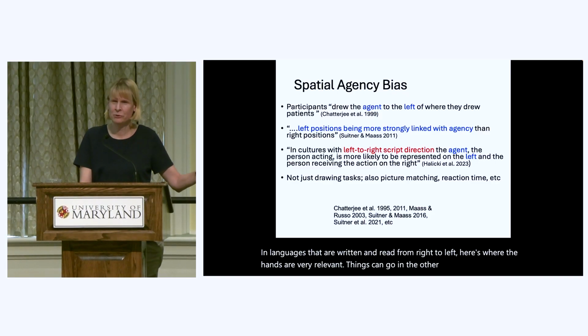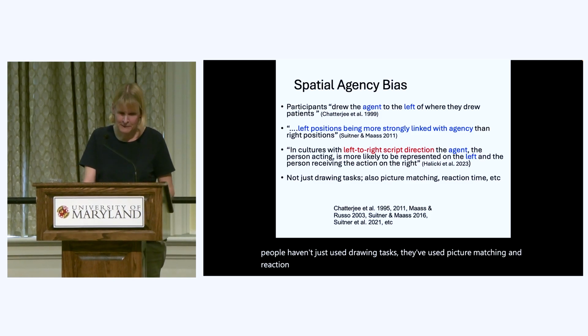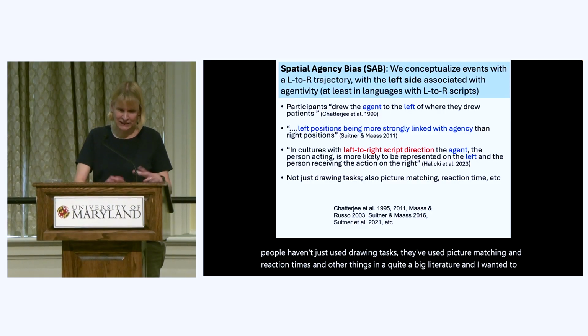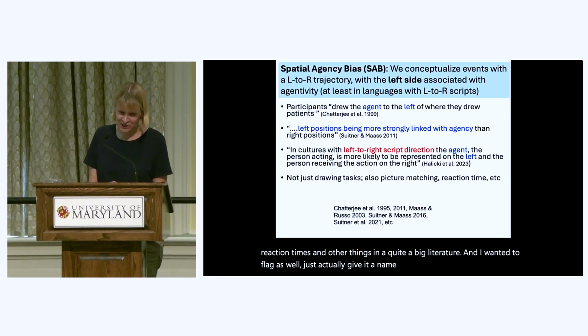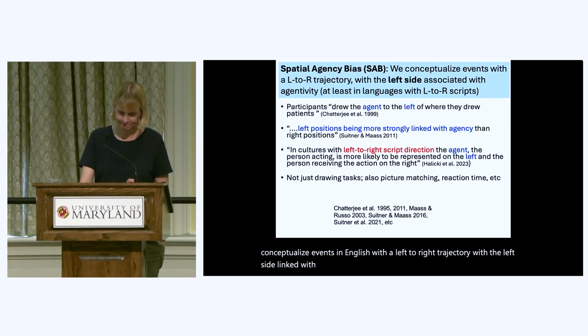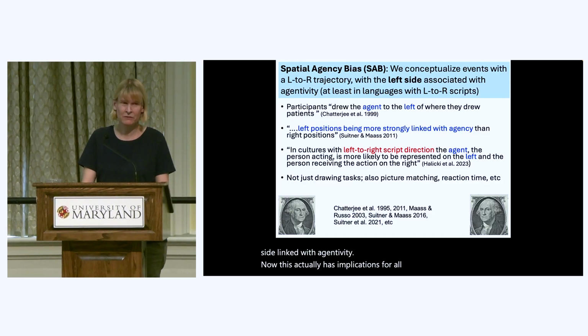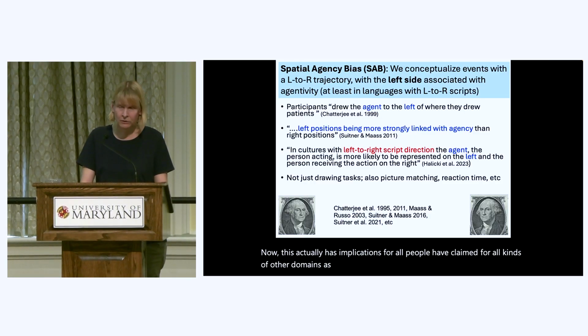And people haven't just used drawing tasks, they've used picture matching and reaction times and other things in quite a big literature. And I wanted to flag we'll just actually give it a name, the SAB, spatial agency bias, that we conceptualize events in English with a left to right trajectory, with the left side linked with agentivity. Now, this actually has implications, people have claimed, for all kinds of other domains as well, including how people are portrayed in portraits in terms of more or less agentive.